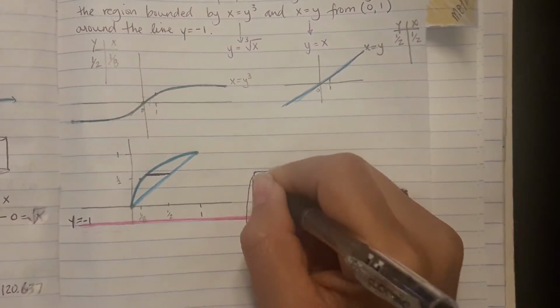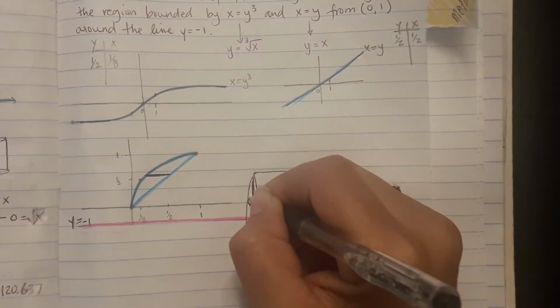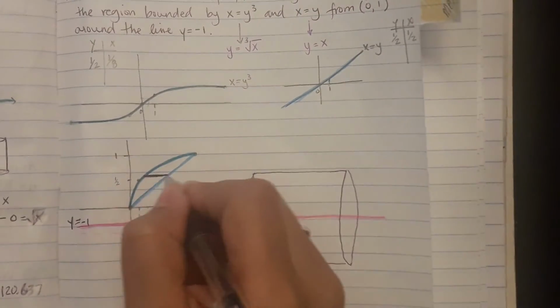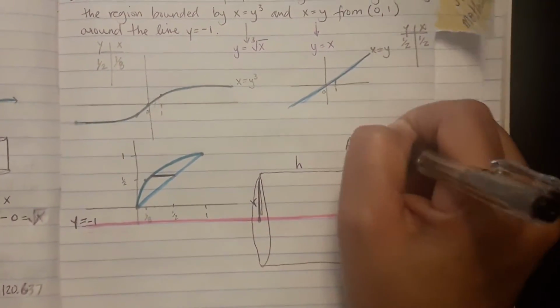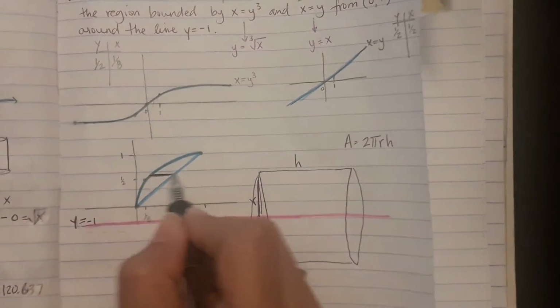So the radius is what it usually would be plus this little 1 over here. Color in A equals 2 pi RH. Or you could actually do the difference between the 2 points.